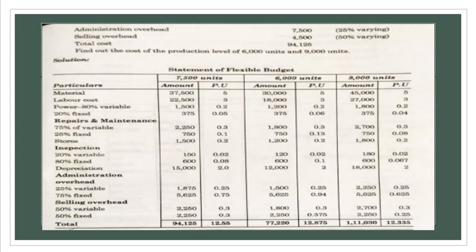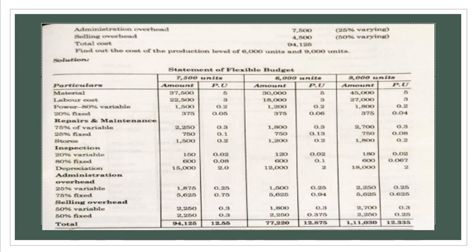So next we have in the question the other items, that is administration overhead, which is 7,500. In 7,500, 25% is varying and the remaining 75% is fixed expenses. Under selling overhead 4,500, 50% belongs to variable expenses, the remaining 50% is under fixed expenses. So the total cost is 94,125. So find out the cost at the production levels of 6,000 units and 9,000 units.